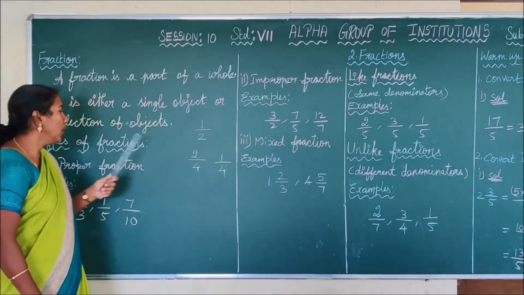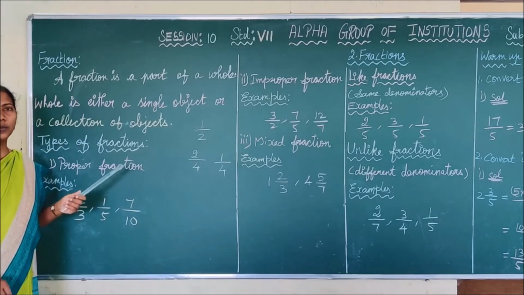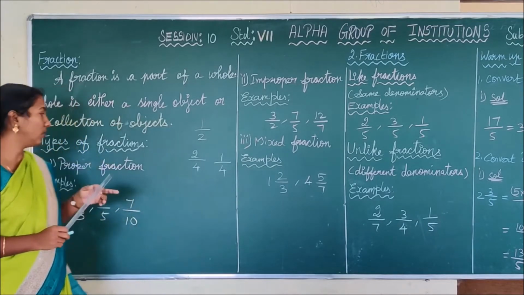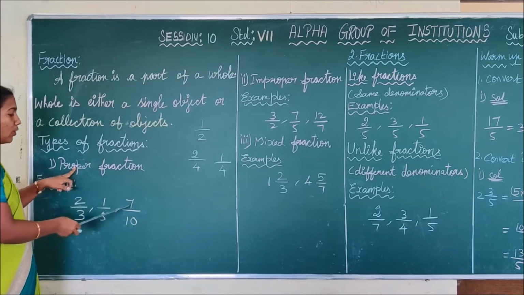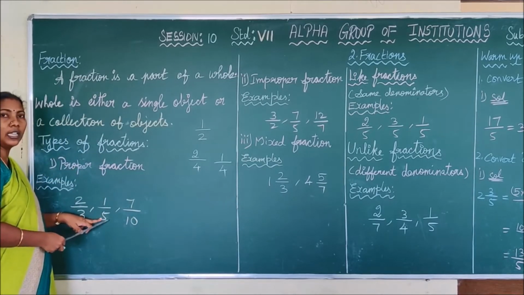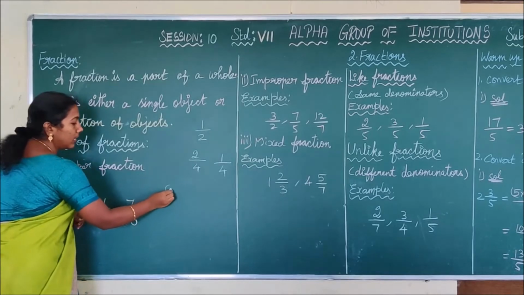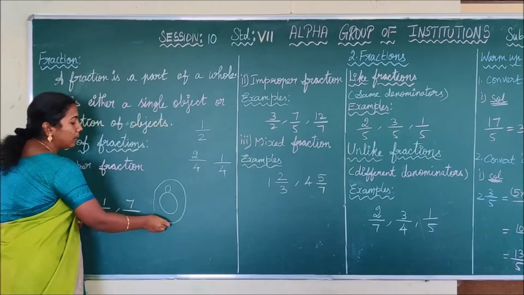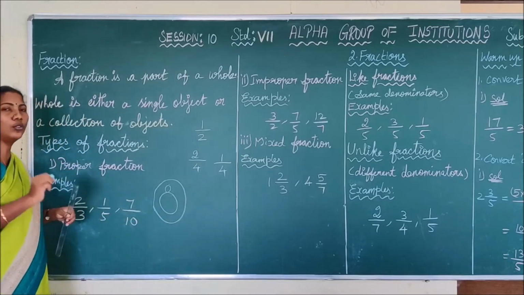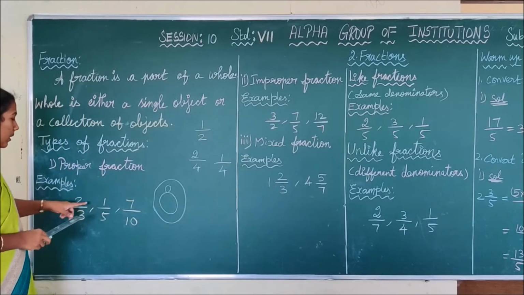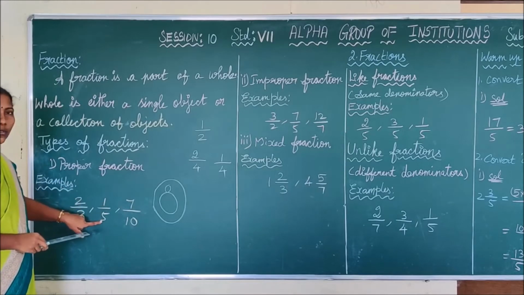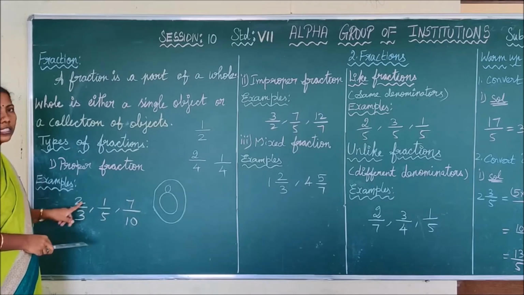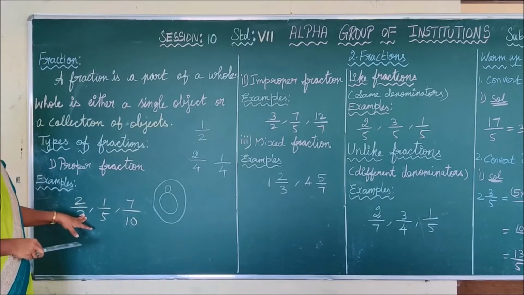You already know types of fraction. What are the types of fraction? Proper fraction, improper fraction, and mixed fraction. What is meant by proper fraction? The numerator is smaller than the denominator. This is a picture representation for you to remember it. See here, 1 is smaller than 5, 7 is smaller than 10, 2 is smaller than 3. This type of fraction is called proper fraction.